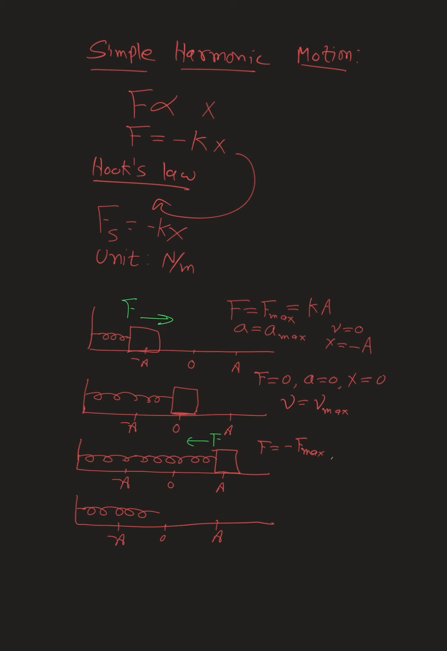Going back to the red marker here, you have that F max is negative kA because it wants to go to the original position. Your acceleration is going to be the negative maximum acceleration. Your velocity is of course 0, because momentarily you come here at the maximum displacement, so your velocity is 0. And your x is going to be A.